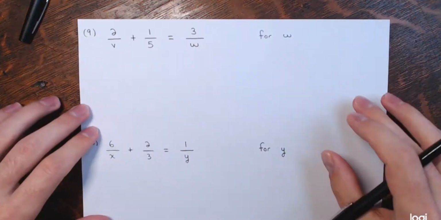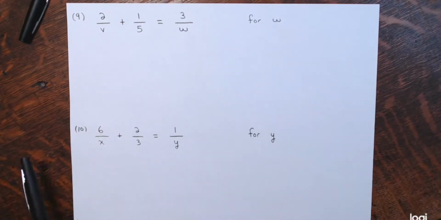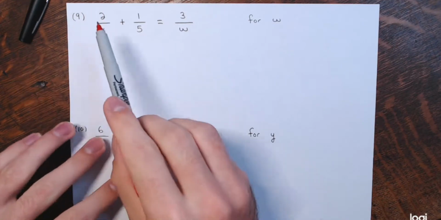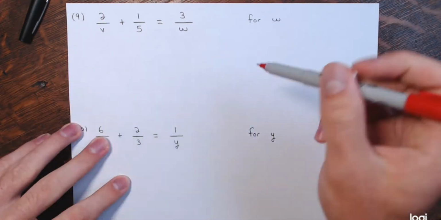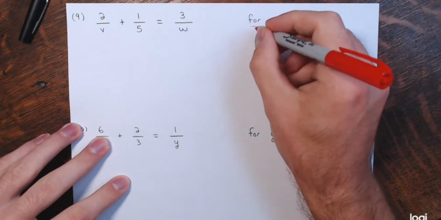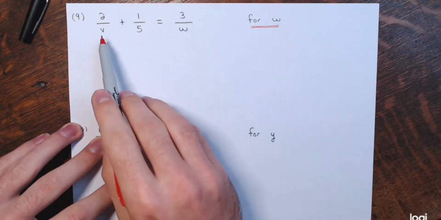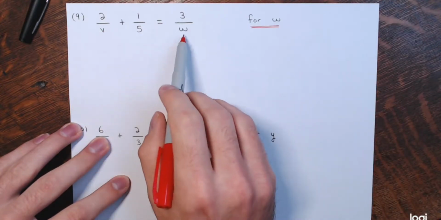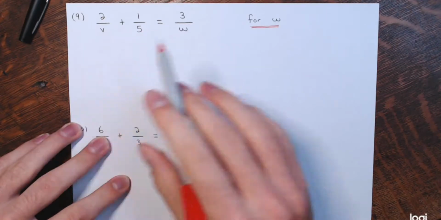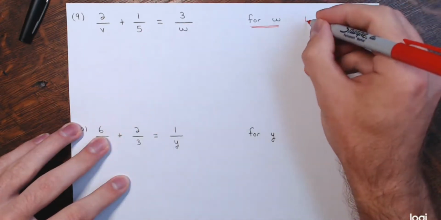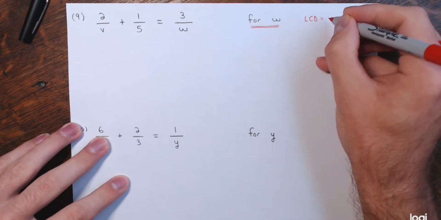Alright, example 9. All very, very similar stuff. We have v and w as the variables. We're asked to solve for w. Now, this time there's a denominator of v and w and 5. All those denominators are totally factored. So the LCD should be easy to state. The LCD would just be 5 times v times w.